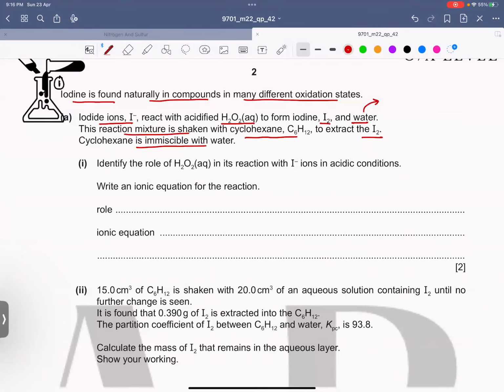If we look at the first statement, they are telling us that when iodide reacts with acidified hydrogen peroxide, we are going to get iodine and water. Okay. What they are asking in part 1: identify the role of H2O2 in its reaction with iodide ions in acidic condition. And whenever the examiner says acidic condition, it means we use hydrogen ions in the equation.